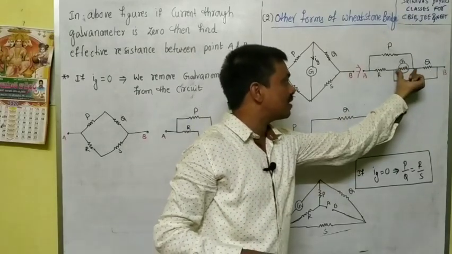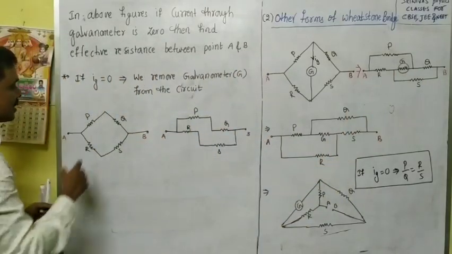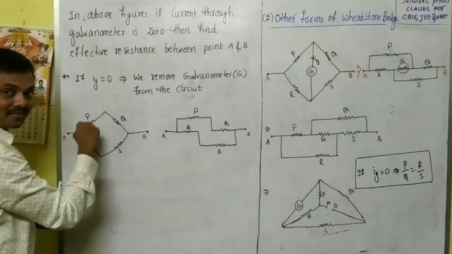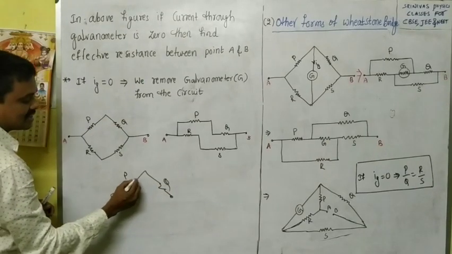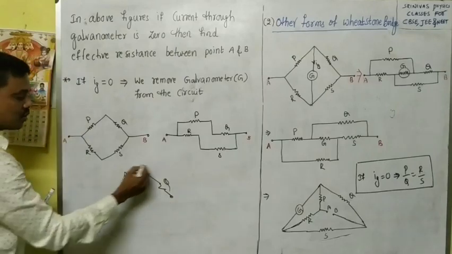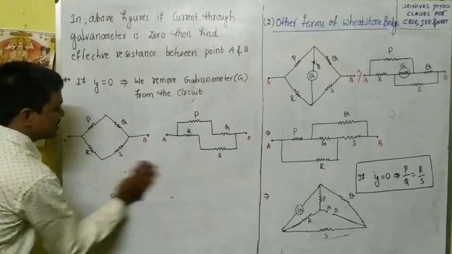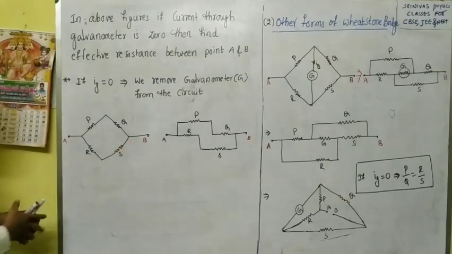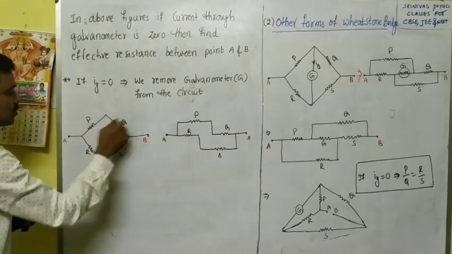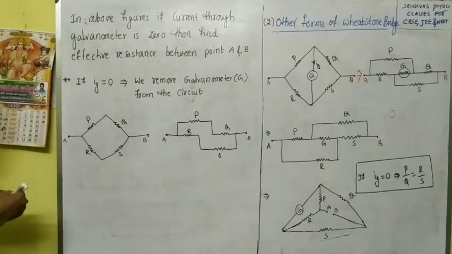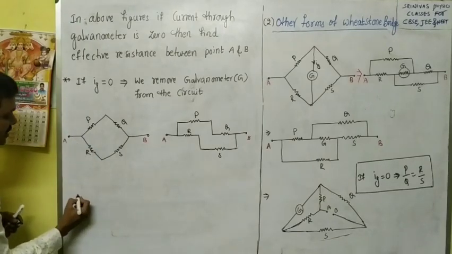If the current through the galvanometer is 0, then you remove this G part, and then it is very easy because P and Q are in series. The current does not divide here, the same current passes, so these two are in series. What is the effective resistance in series? P plus Q. These R and S are also in series, and their effective resistances are in parallel combination: P plus Q and R plus S in parallel. Then what will you get as the effective resistance between A and B?